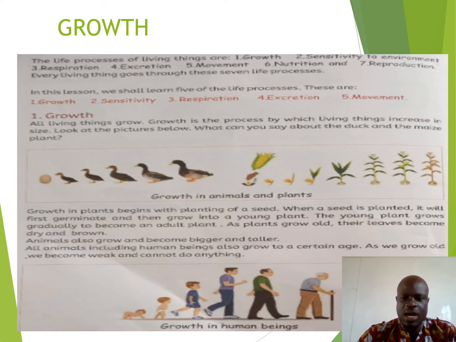The second picture there is about a plant. The plant will start from a seed, it will germinate, and it will grow. So growth in plants begins with planting a seed. When a seed is planted, it will first germinate and then grow into a young plant. The young plant grows gradually to become an adult plant. As plants grow old, their leaves become dry and brown.